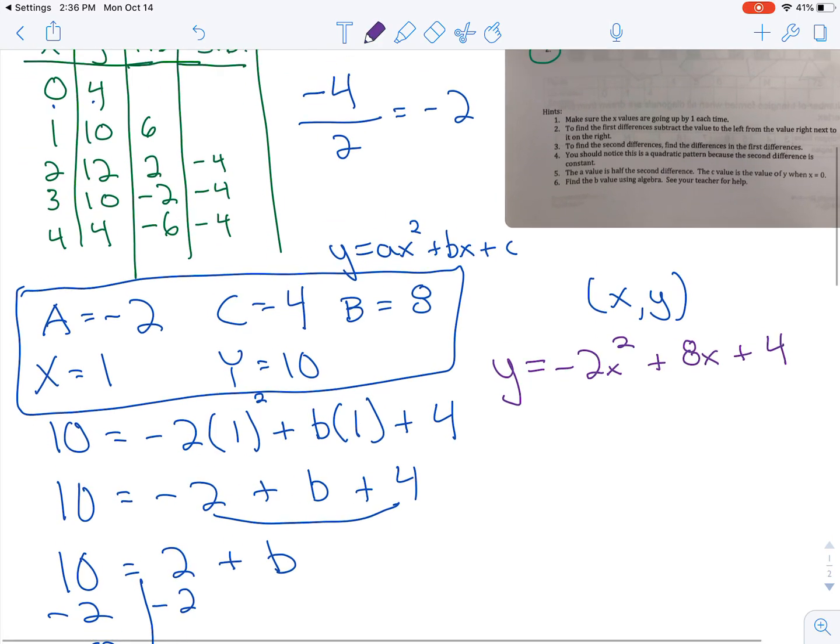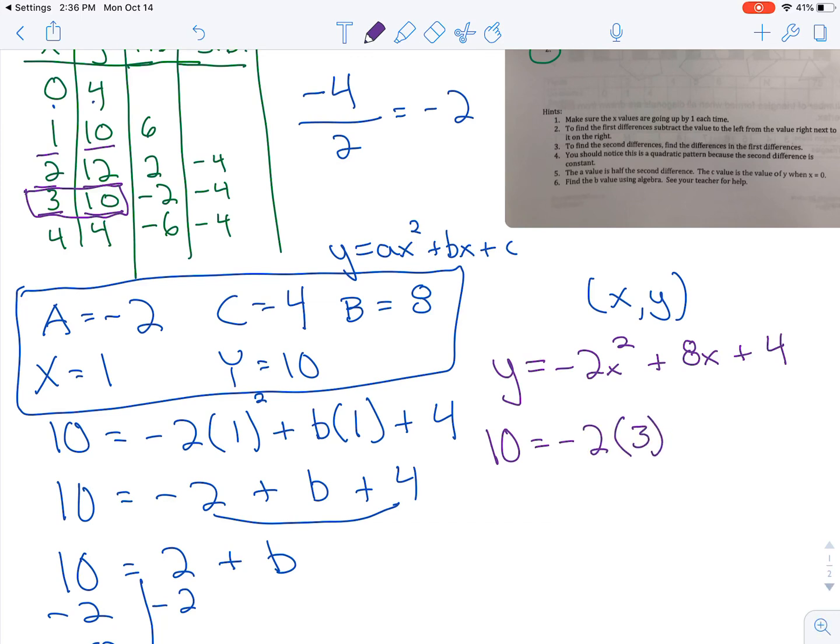Now, to be sure that this is right, I'm going to plug in one of these x values. So when I plug in 1, I should get 10. When I plug in 2, I should get 12. And when I plug in 3, I should get 10. I'm going to do 3, 10, just to show you that it works for all the points. So y is 10, because it goes x, y, is equal to negative 2 times 3 squared plus 8 times 3 plus 4. So on the test, you never should miss a problem because all you have to do is check it like this. And if it doesn't come out right, there's a mistake.